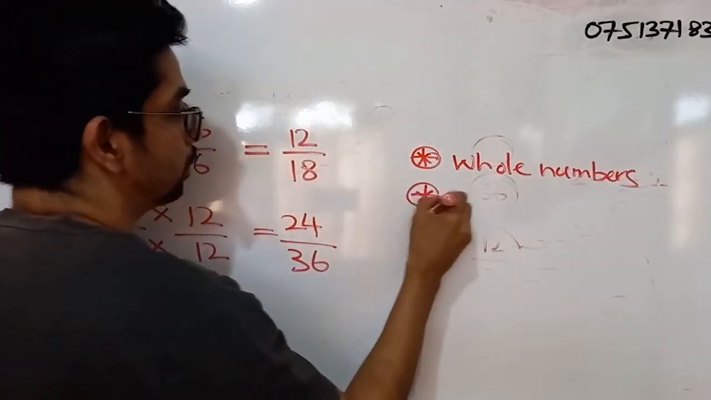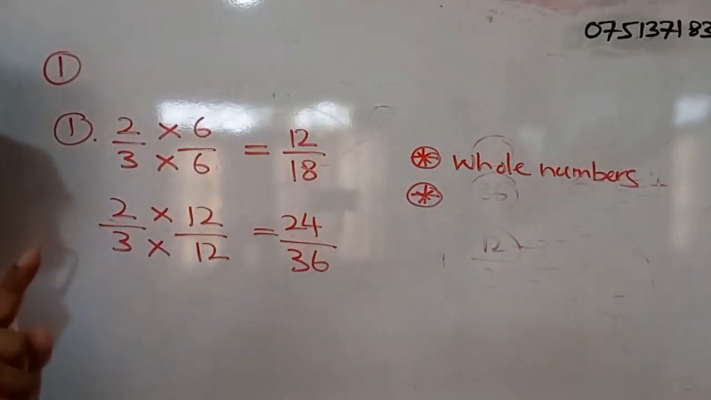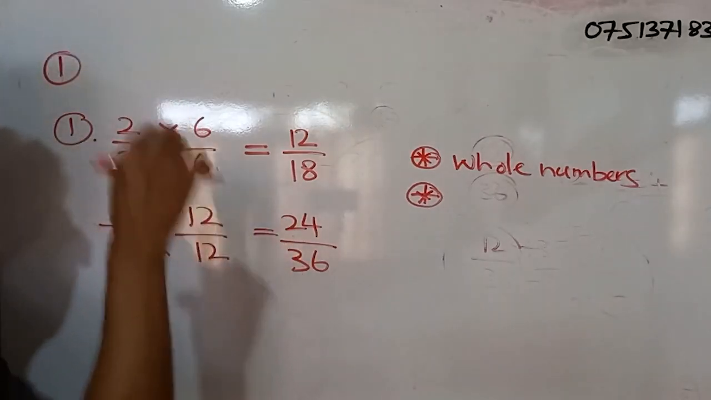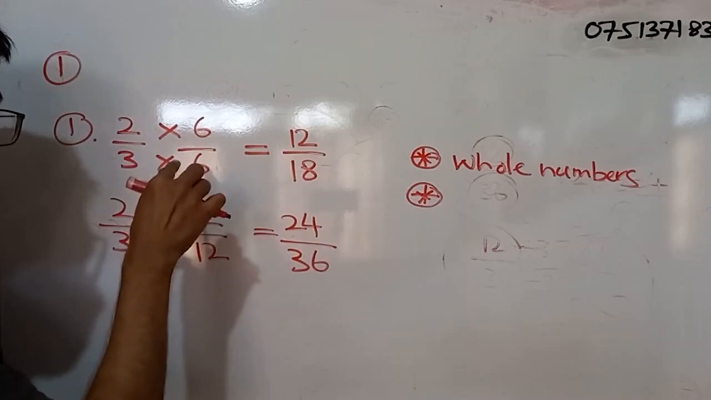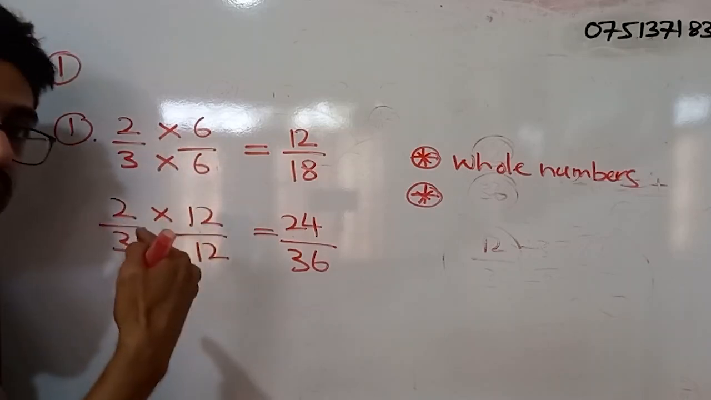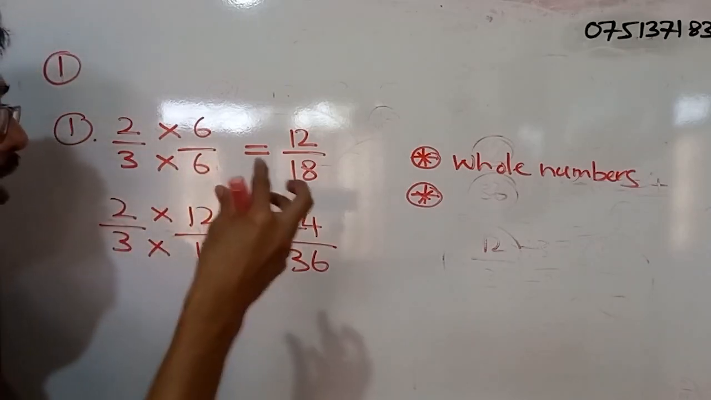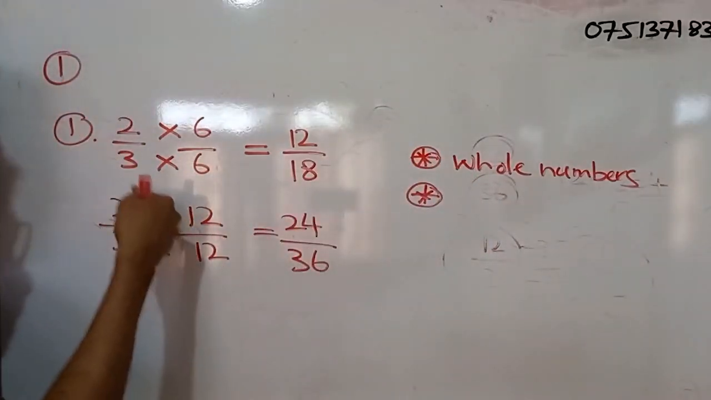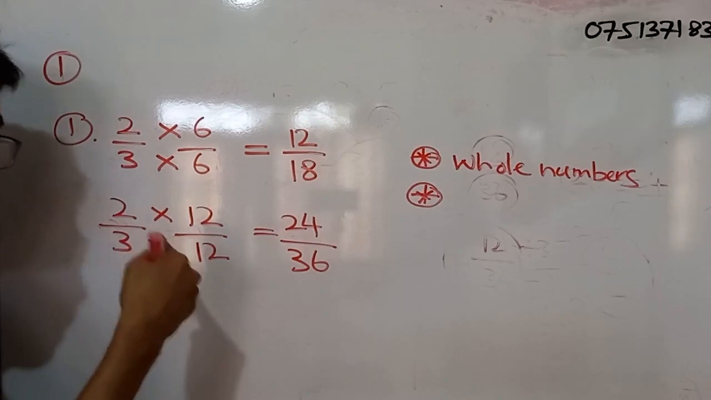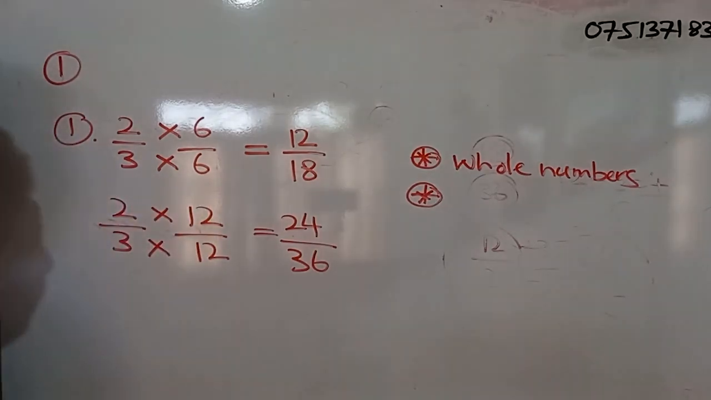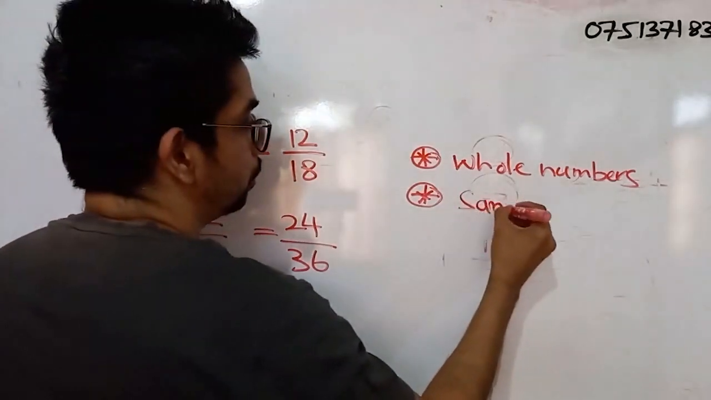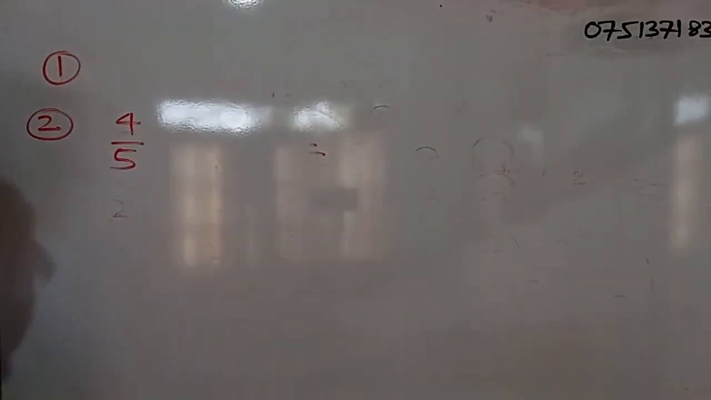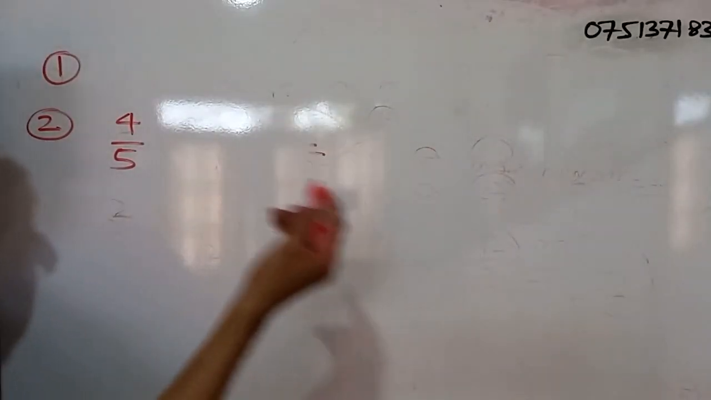And the next thing is what? If we talk about multiplying using the same number, we have to multiply the numerator and the denominator at the same time. And if we're talking about the division method, we have to divide the numerator and the denominator at the same time using the same whole number. Same number.